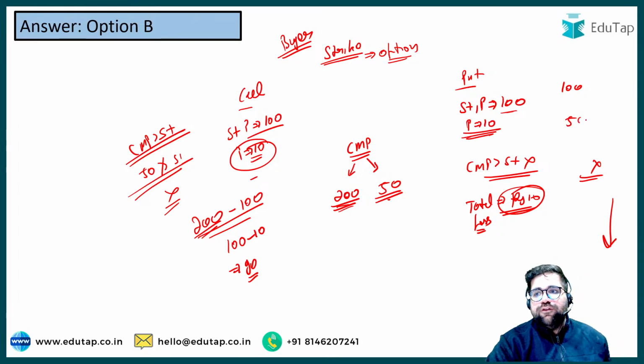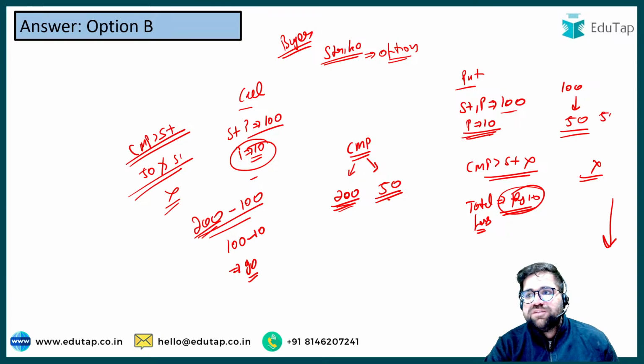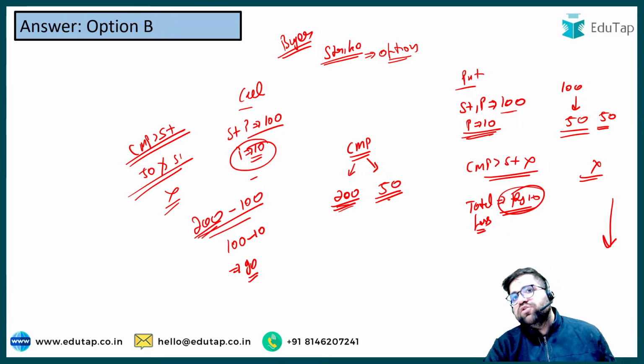But in the case of the put option, definitely he will exercise the right, because the strike price is 100 and the current market prices are 50, which is well below the strike price. So his gross profit is 50, but he also has to pay the premium, so he will do minus 10, and his net profit will be rupees 40 only.